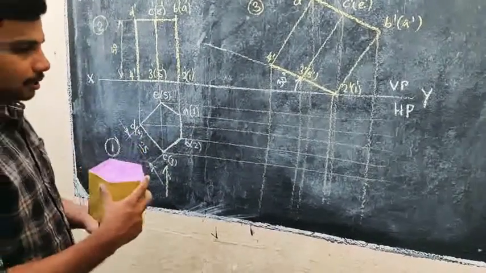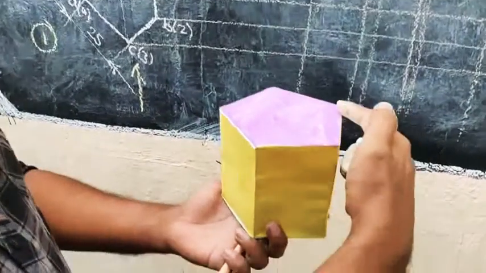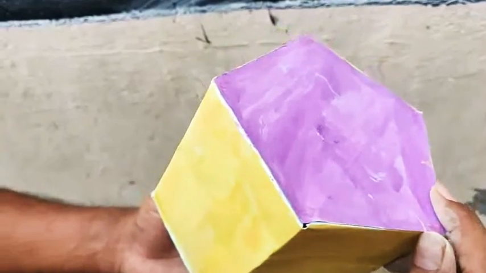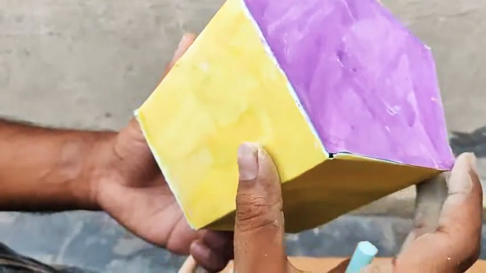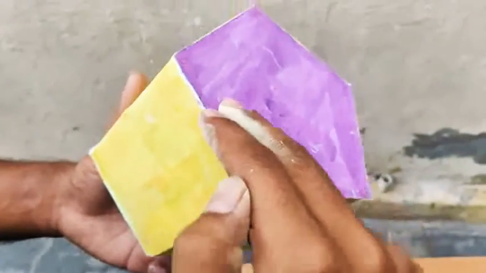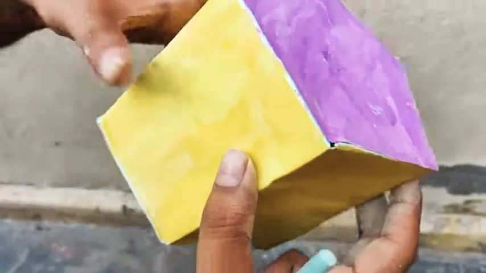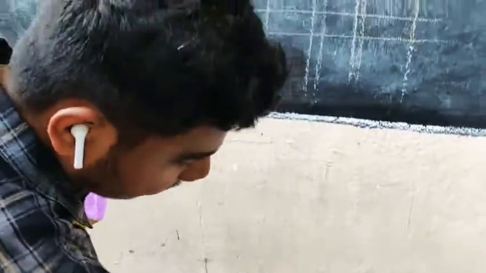So now you can see, come closer. So now you can see this is the object edge that is going to make inclination with respect to HP, right? So the object is like this. When you are viewing from the top, you can see this side of the object and this side of the object, and this side is hidden. So in the same way you are going to make hidden lines here, right?